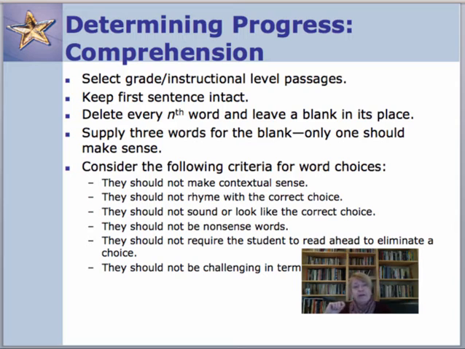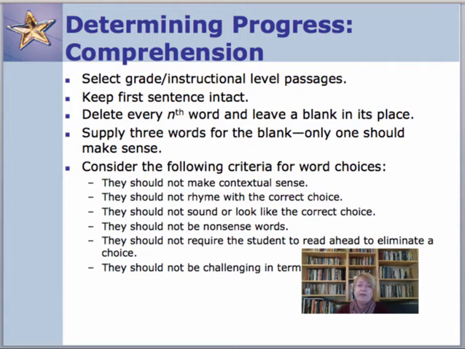You're going to supply 3 words for the blank that the student can choose from. So we're not asking them to retrieve a word from their memory, which could be a problem. We're asking them to identify the word from 3 given words that is the best word to fill in the blank. And only one of those words should really make sense. So we're not trying to trick the students or make it particularly difficult. We're trying to measure whether the student can use the context of their reading to determine the words that fill in the blank.